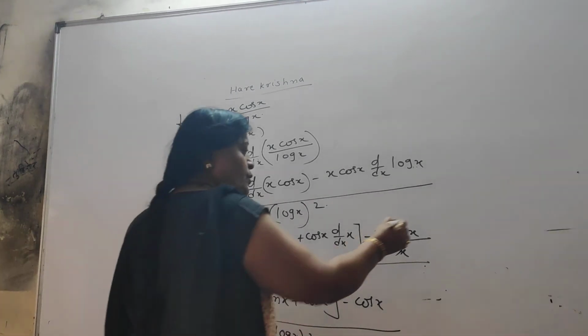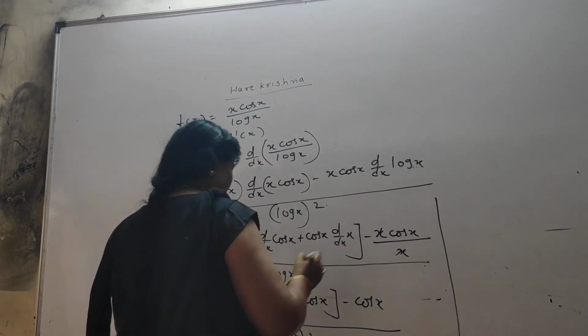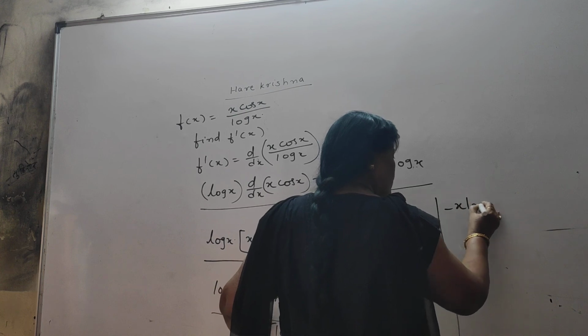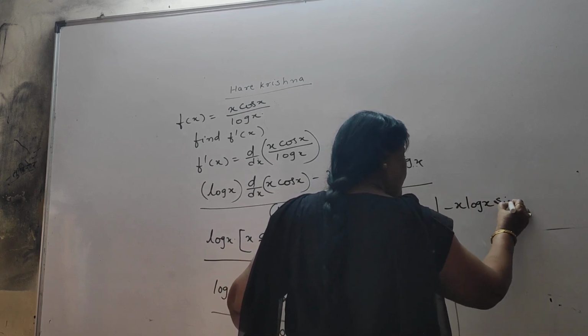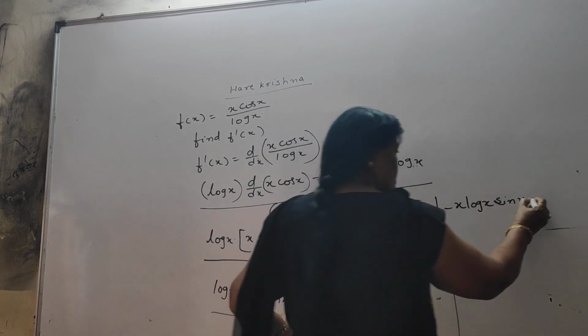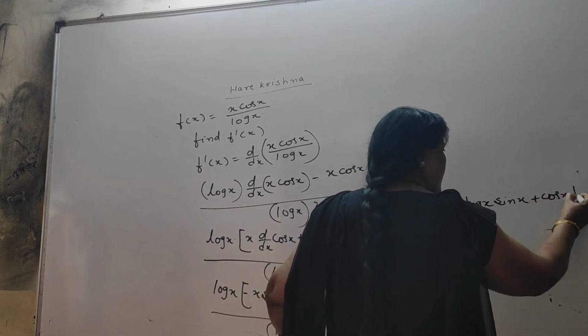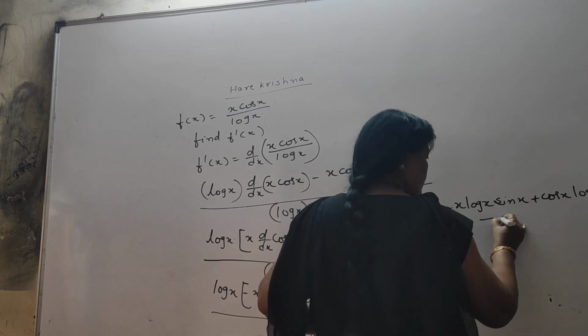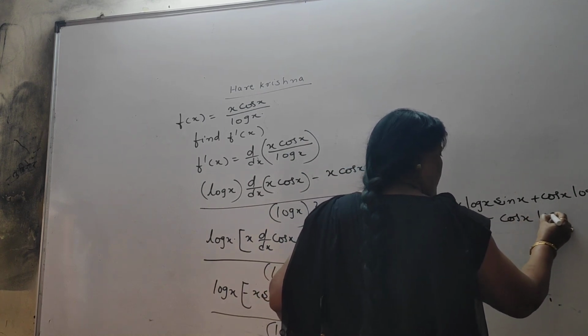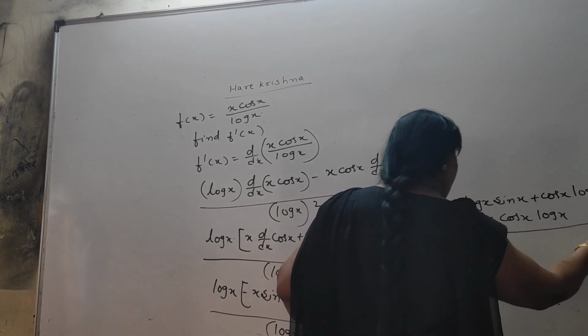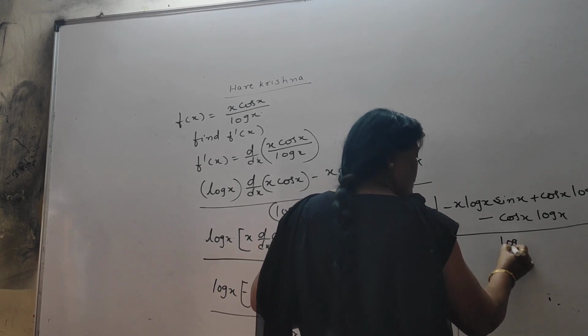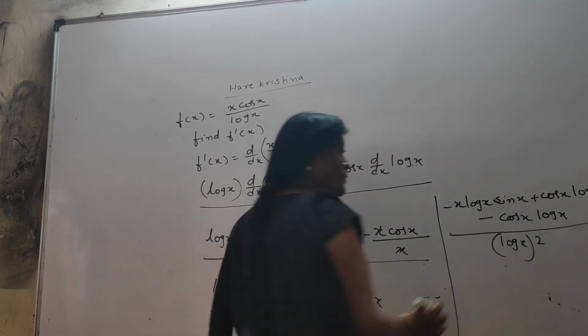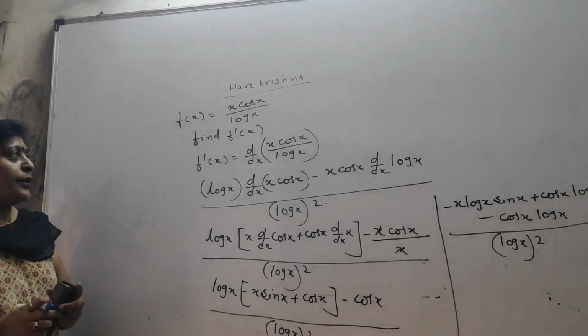Multiply with log x to this bracket and open the bracket here. Minus x log x sin x plus cos x log x minus cos x log x divided by log x whole square. So this is the third example of a division rule.